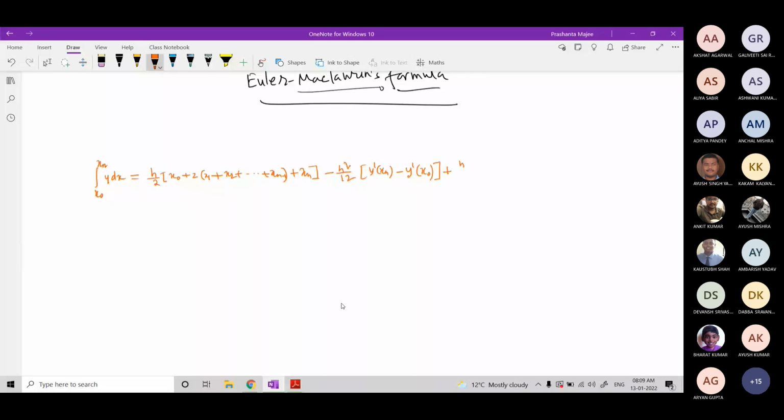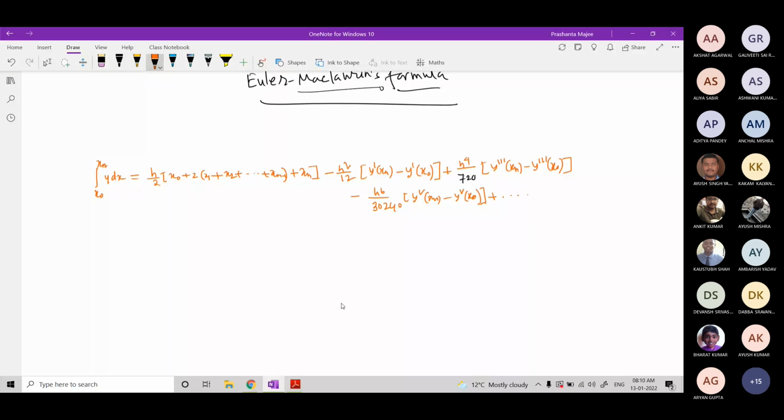h power 4 by 720, times the third derivative of y at xn minus the third derivative of y at x naught, then minus h power 6 by 30240, times the fifth derivative at xn minus the fifth derivative at x naught, and so on.